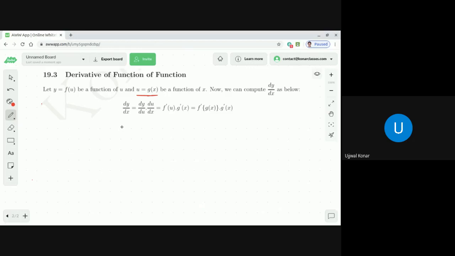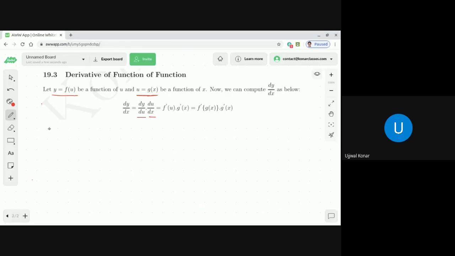For that, the formula is dy/dx. First, you find dy/du, because y is a function of u, and then du/dx, because u is a function of x. That is also known as the chain rule. Let me show you by means of an example that will be very clear to you.